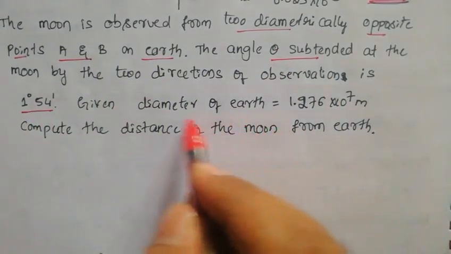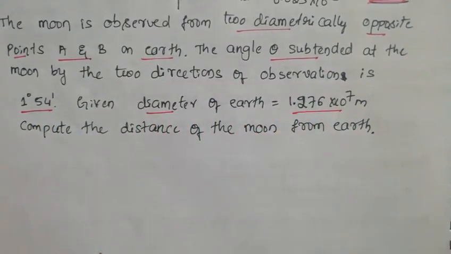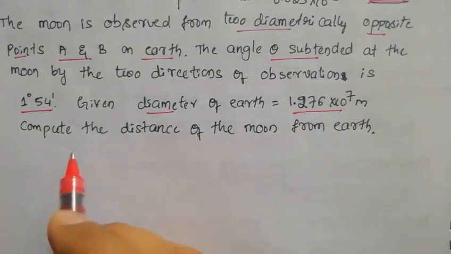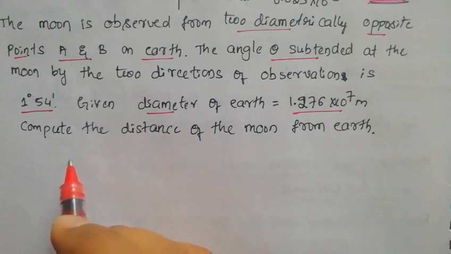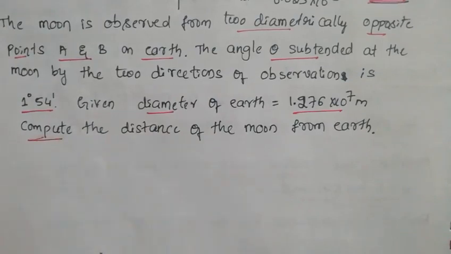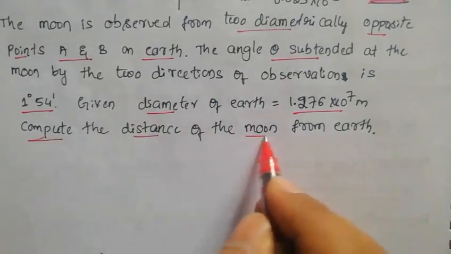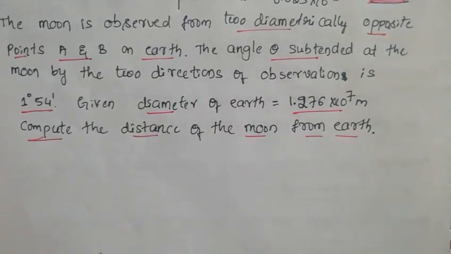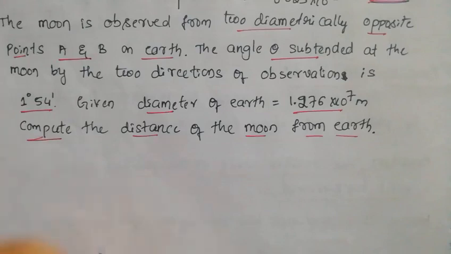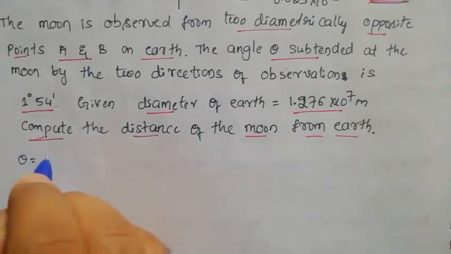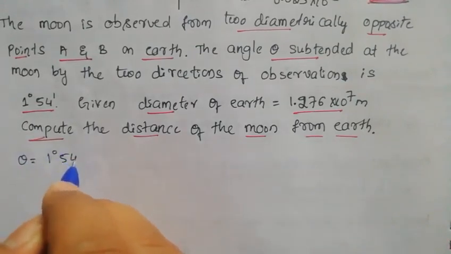Given that the diameter of the earth is 1.276 into 10 power 7 meter, we need to compute the distance of the moon from the earth. Now let us do it one by one. Given here, the angle theta is 1 degree 54 minutes.